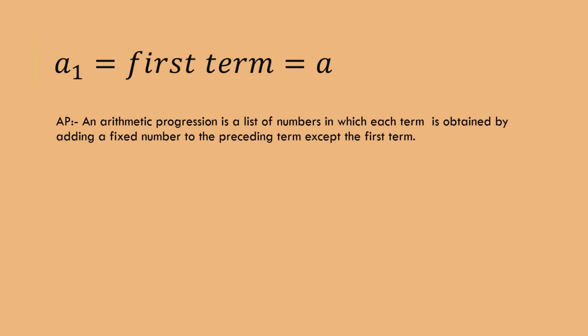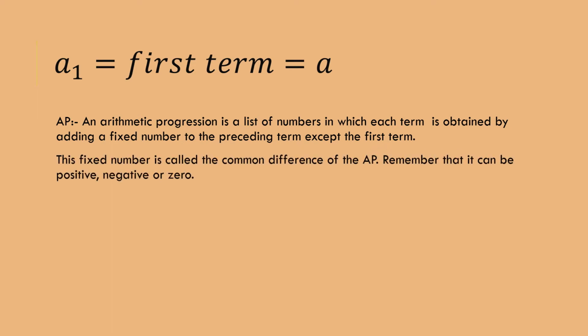So let's summarize what is an AP. An AP is a list of numbers in which each term is obtained by adding a fixed number to the preceding term except the first term. We cannot add anything to the first term. The second term is nothing but first term plus common difference. Third term will be second term plus common difference and so on. The fixed number is called the common difference, and as we have discussed, it can be positive, negative or 0.